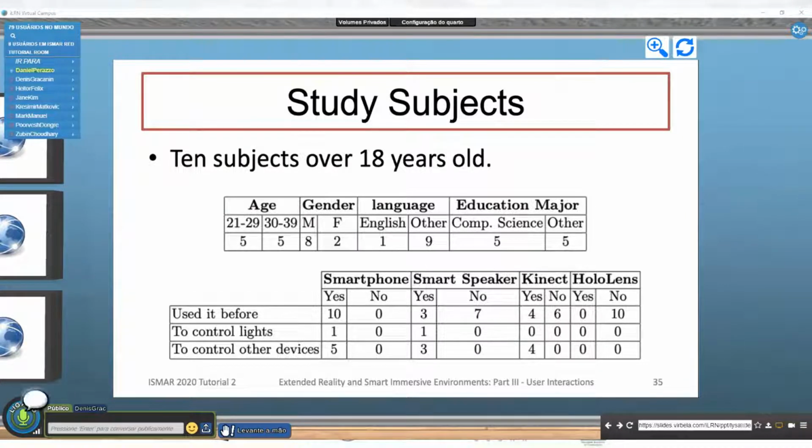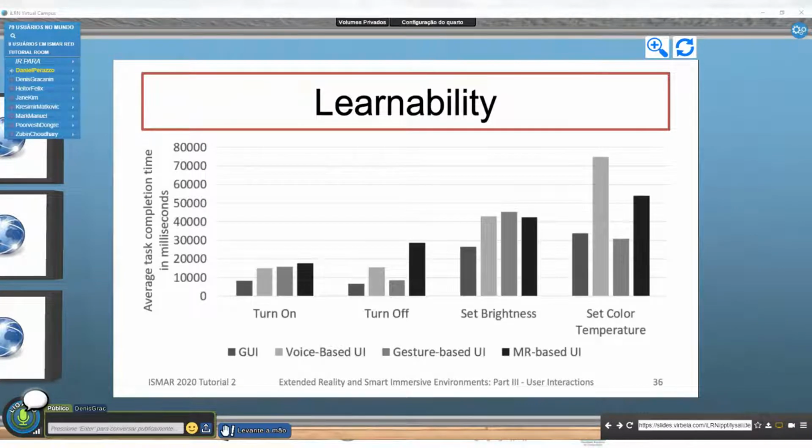So now what we did, we looked at the learnability. In other words, what was the average task completion time when they actually learn to perform the task. And we can see that the basic tasks, in other words, turn on and turn off, that are kind of binary, can be completed fairly quickly.